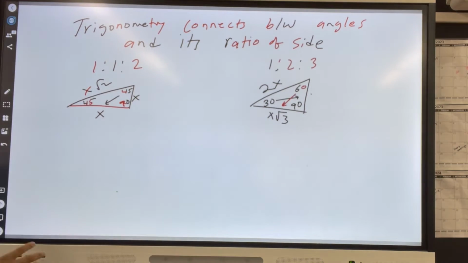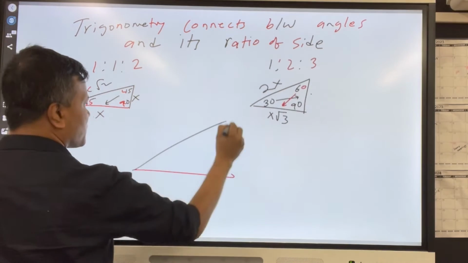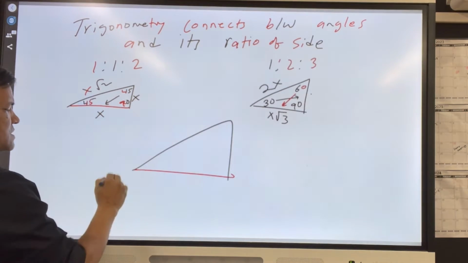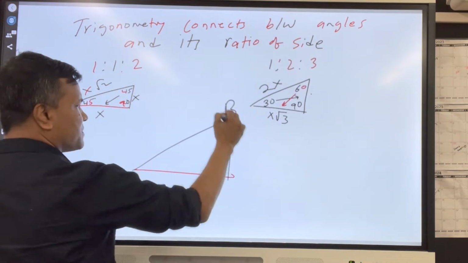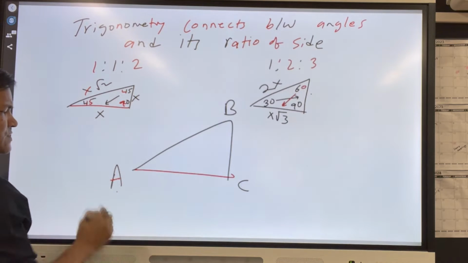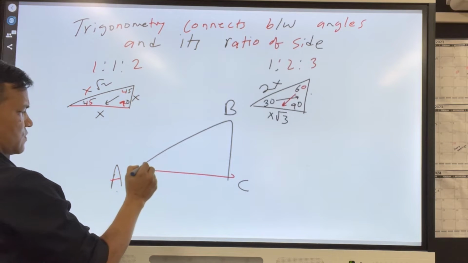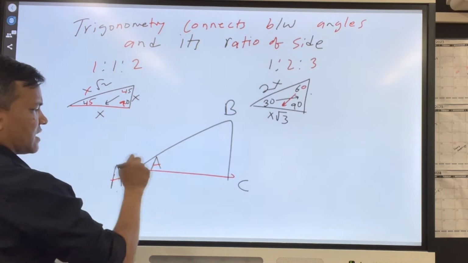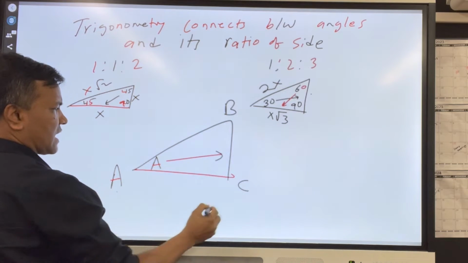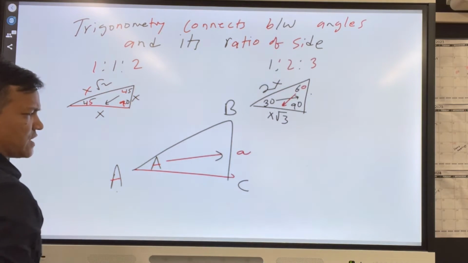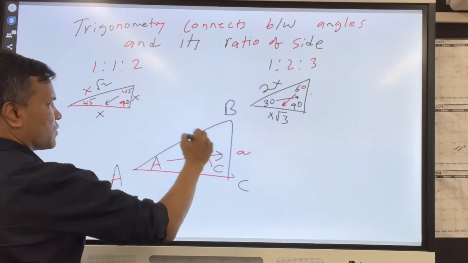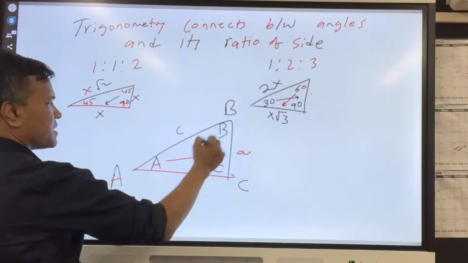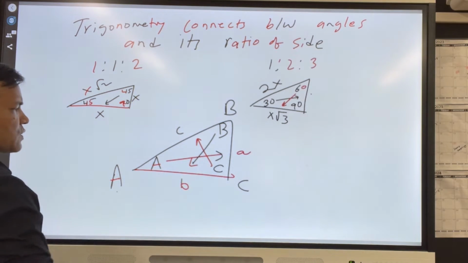Now, when we do trigonometry, we also have to make a convention. We have three angles, A, B, and C, and we have three sides. If this is angle A, then the side opposite to angle A must be lowercase a. Opposite to angle C must be lowercase c. Opposite to angle B must be lowercase b, and these are conventions.